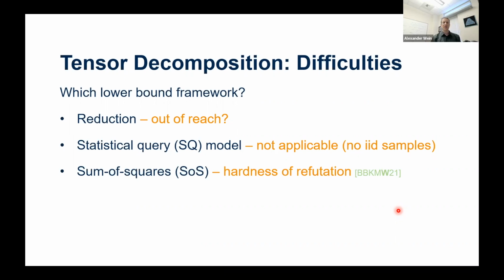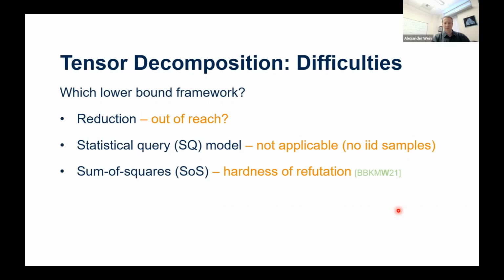Another very successful one is sum of squares. So sum of squares is this hierarchy of semi-definite programming approaches. And sum of squares lower bounds are sometimes considered kind of a gold standard for hardness in these kinds of areas.